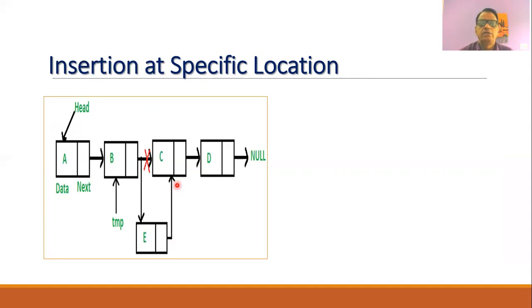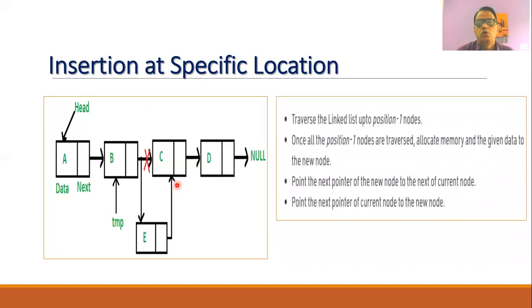So if this is done, then anywhere in between the linked list, you can insert the new element. So what steps we need to perform: you need to traverse the linked list up to the position -1 node. So you should know what is the position where you want to insert the new node. Then once the position -1 node is reached, you can allocate the memory, and then you can allocate the data for the given node. And then you need to point the next pointer of the new node to the next of the current node.